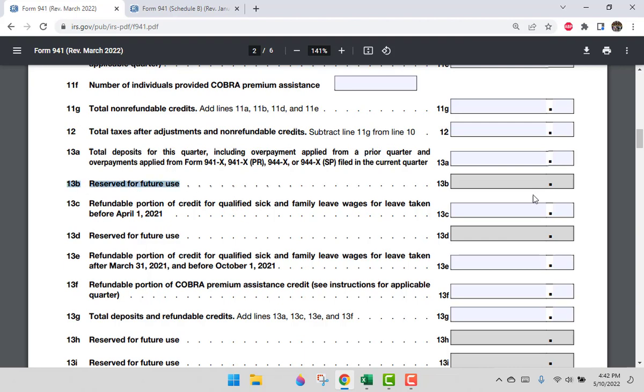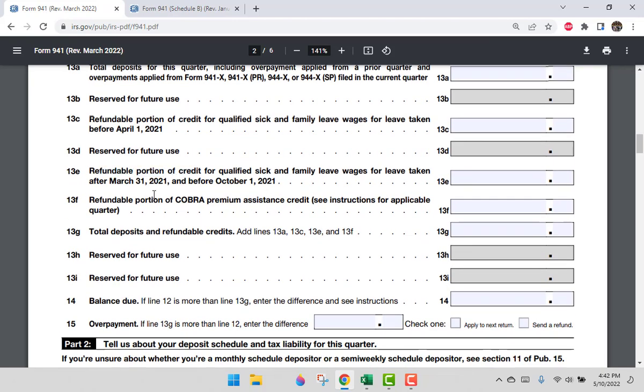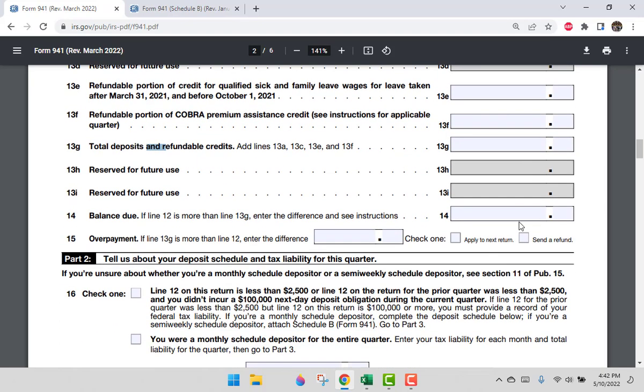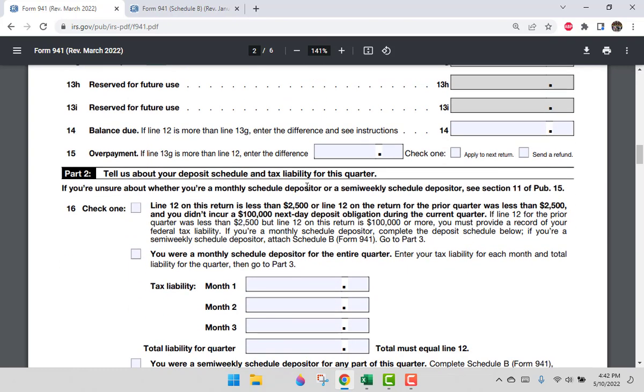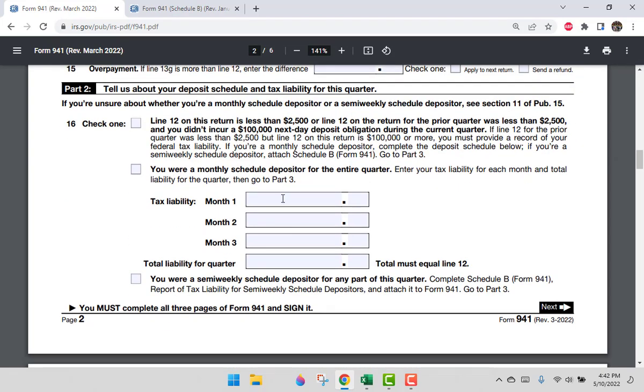I don't know why we're reserving stuff for future use. Refundable portion of credit, this stuff that probably doesn't apply to you, more refunds of credits, and then you get what you owe. All right? So you're done with a lot of this form, except for the part about your actual payments and when you made them, because they want to double check that you put that payment number in there right and how you got there. So some smaller businesses can just fill this out and say, I paid this much each month, and I was good. Whatever.